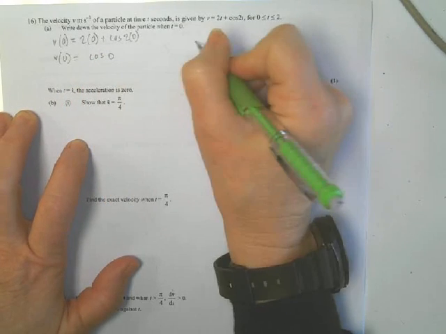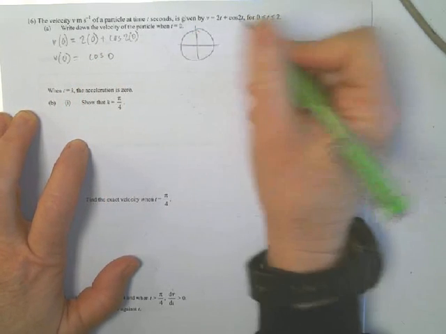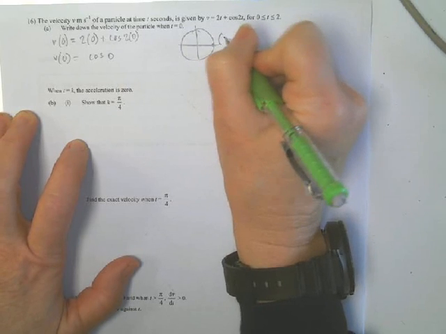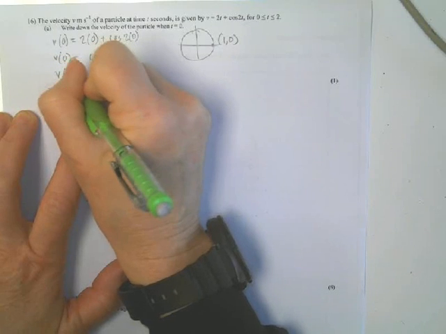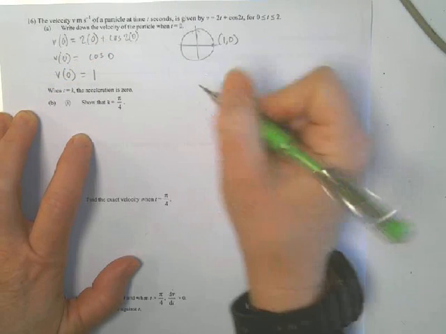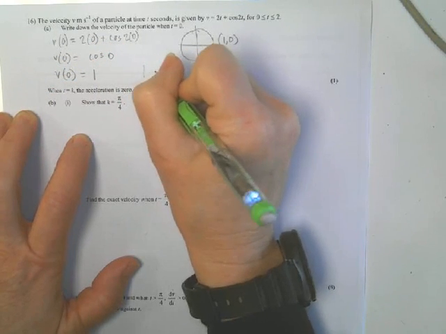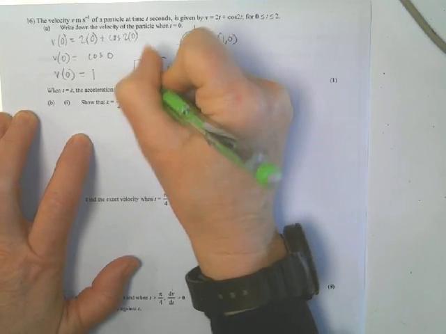So what is cosine of 0? Think about my unit circle. 0 is right here. That's 1 comma 0. So the cosine is 1. So velocity at time 0 is going to be equal to 1. So the answer is going to be 1 meter per second. That's going to be my velocity.